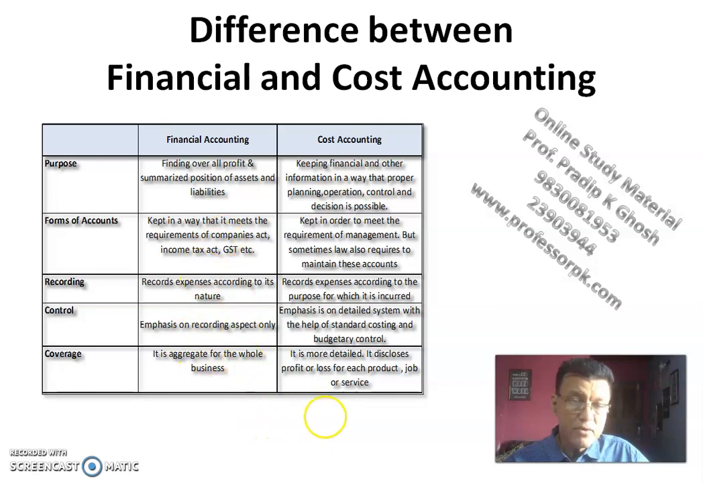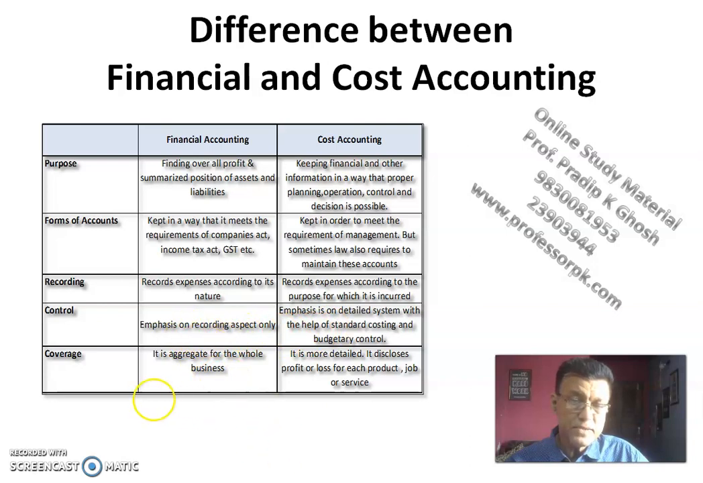In financial accounting, records of expenses are kept according to the nature of the expenses. In cost accounting, recording of expenses is made according to the purpose for which it is incurred. Financial accounting has emphasis on the recording aspect only, whereas cost accounting has emphasis on the detailed system with the help of standard costing and budgetary control. Standard costing itself is a separate subject which I will deal with separately in a separate exercise.